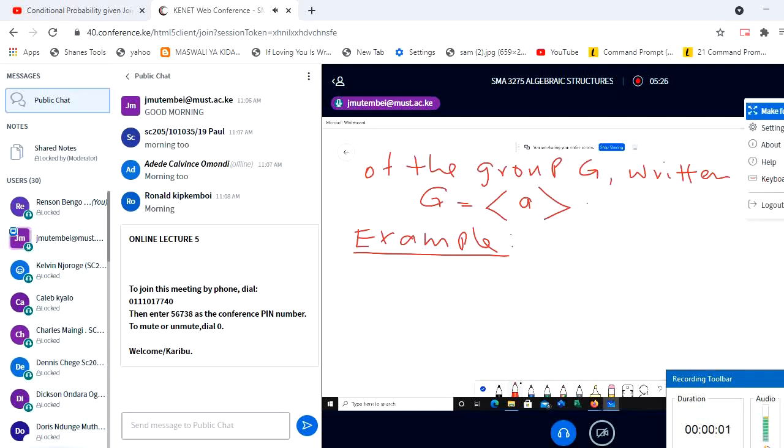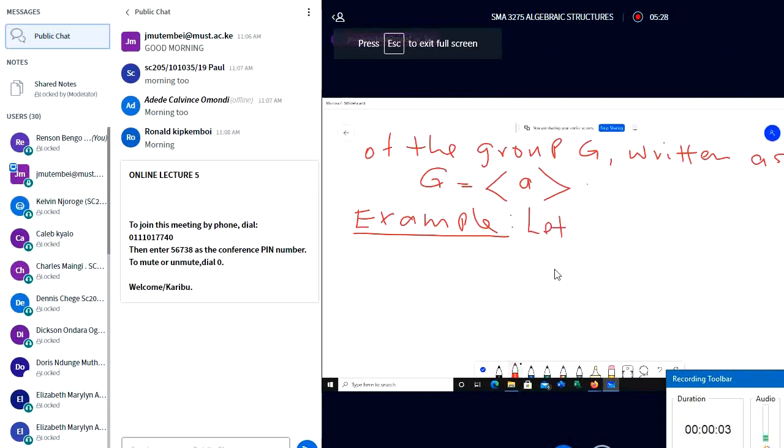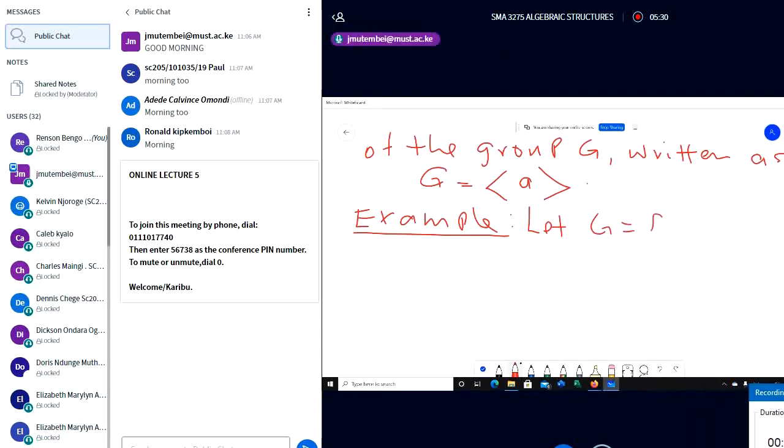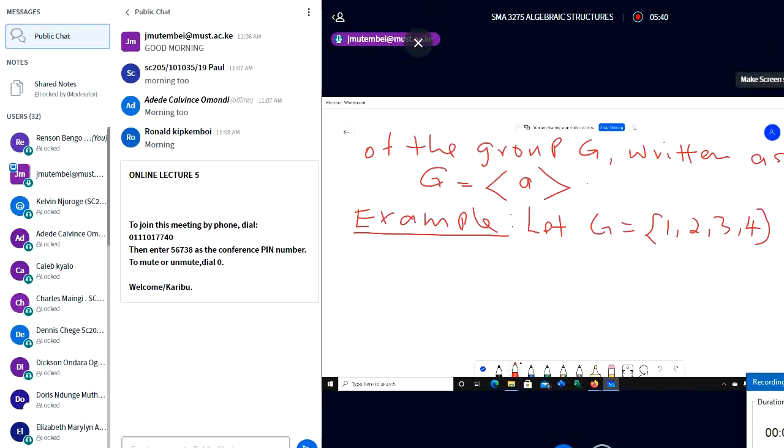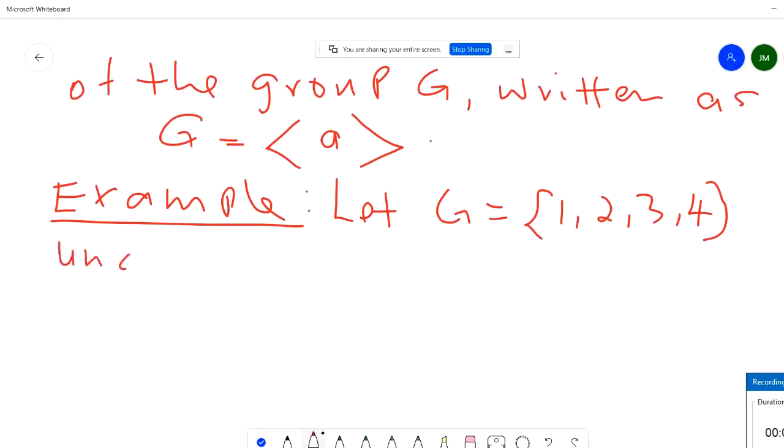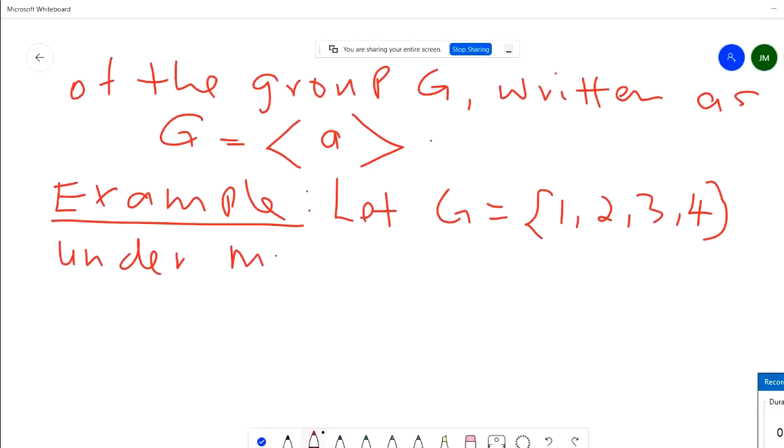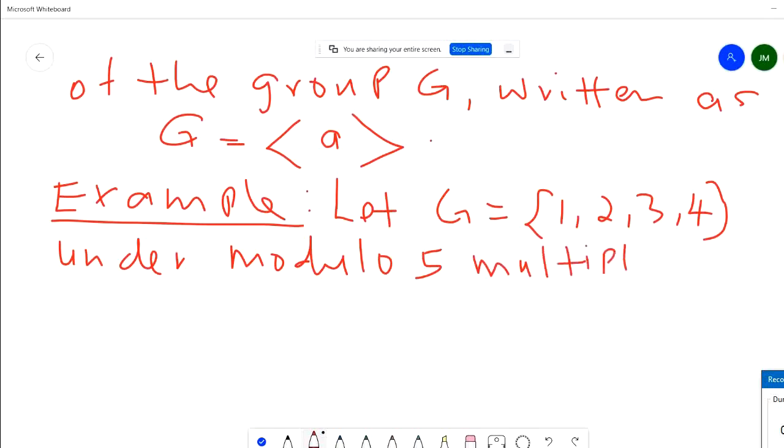Let G be this set 1, 2, 3, and 4. The operation we are considering is the operation of modulo 5 multiplication. So it's multiplication modulo 5.